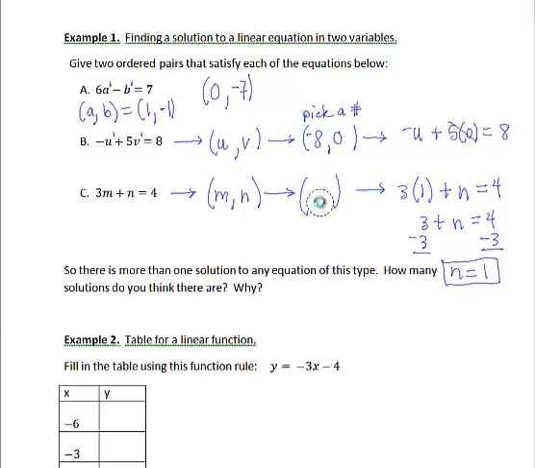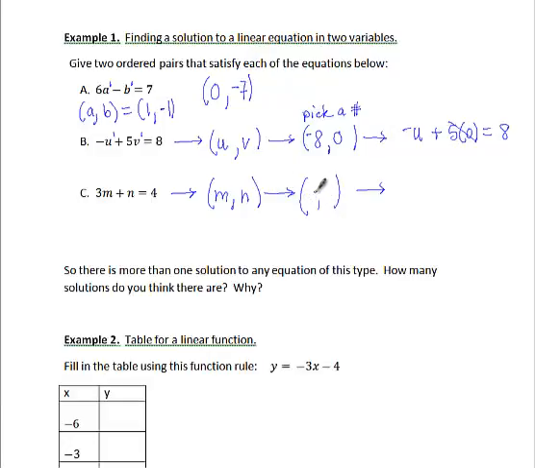Let's find another one. We don't want to use 1 again for either one, because 1 is paired with 1. So if I used 1 for y, then I'd end up with the same solution, 1 for x. So we don't want to do that. We want to pick a different number at this point. And so let's see. Let's try -1. Okay, m equals -1. So what is n?